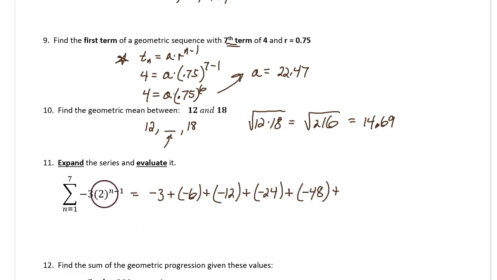Now fill in 6. 6 minus 1 makes 5. 2 to the 5th power is 32. And negative 3 times 32 makes negative 96.